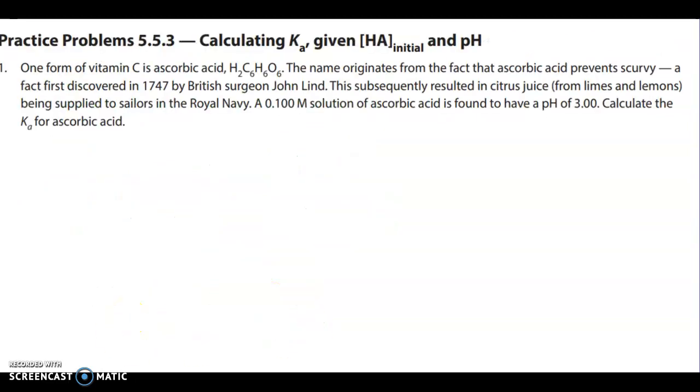Okay, now we're going to look at the third type of questioning, where you have the initial concentration and you have the pH value, but you have to calculate the Ka value. In other words, we have enough information to put into the ICE table and into our Ka expression to solve for Ka. Again, this first one I'll do more in depth, and then the second one I'll go a little bit faster because it's very repetitive.